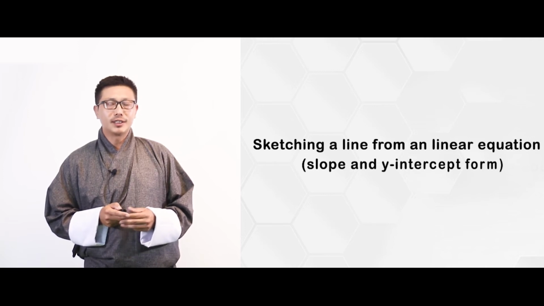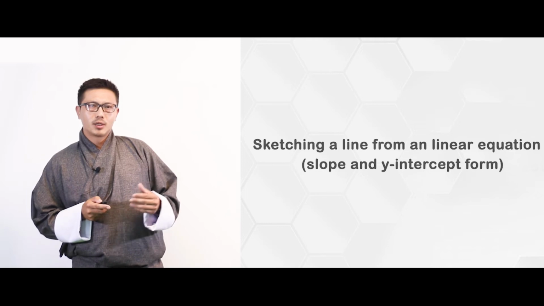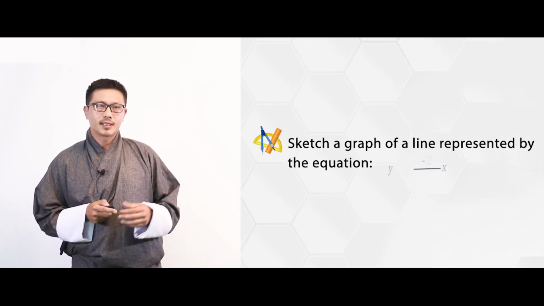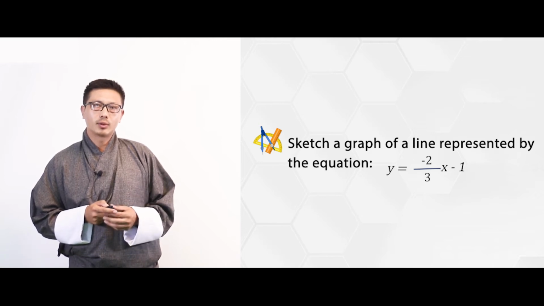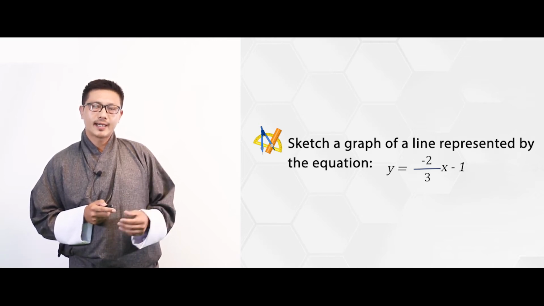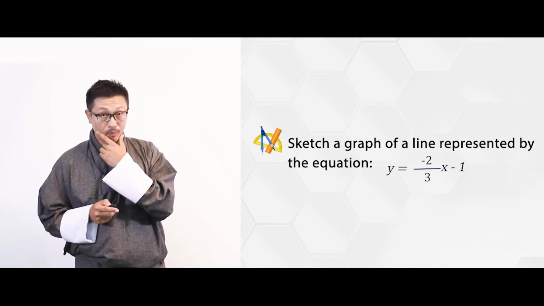Okay, so we have seen how we can extract a linear equation from a given graphical representation in the form of slope and y-intercept form. For our next activity, we have how to sketch a line from a linear equation that is in the slope and y-intercept form. So here we have our task. It says: sketch a graph of a line represented by the equation y equals to -2/3 x minus 1. This is in the slope and y-intercept form.